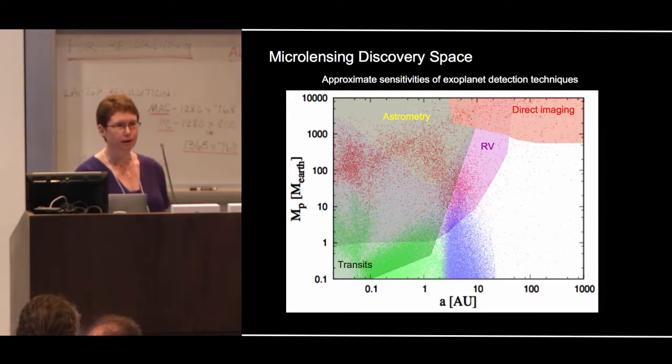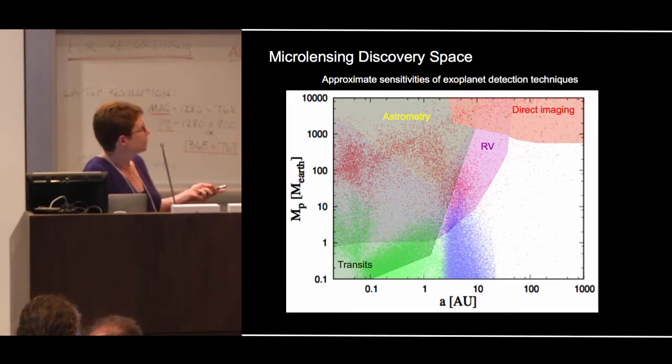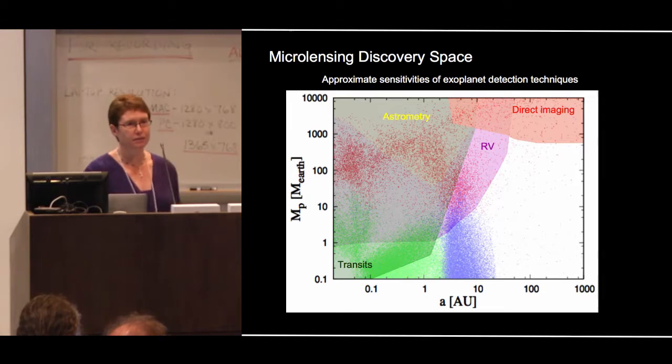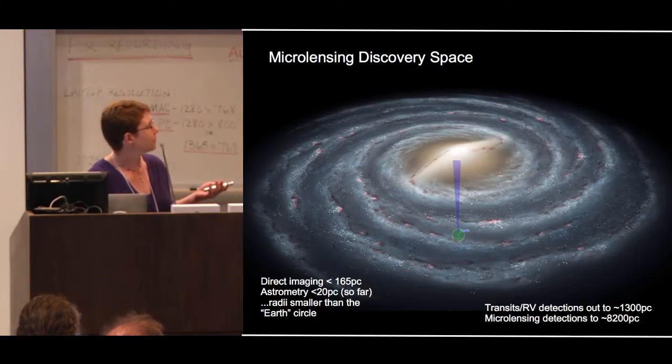Another reason that microlensing pushes into different discovery space is to look at the discovered exoplanets to date relative to our position in the galaxy. Our position in this artist's impression is this central dot right there, and the planets discovered by direct imaging and astrometry are so close to us in our own solar neighborhood that they're actually within that inner circle, very, very close to us. Transits and radial velocities are able to push a little bit further out.